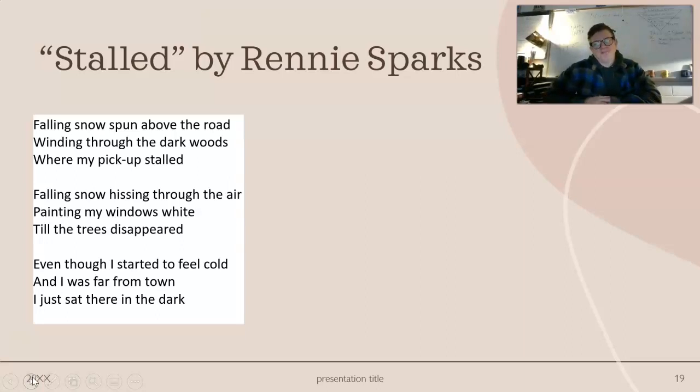We have this poem by the same person who wrote the previous poem. It's called "Stalled." Falling snow spun above the road, winding through the dark woods where my pickup stalled. Falling snow hissing through the air, painting my windows white till the trees disappeared. Even though I started to feel cold and I was far from town, I just sat there in the dark.